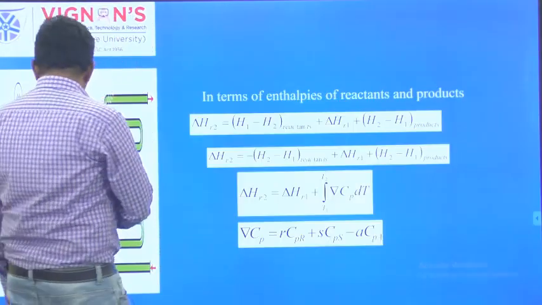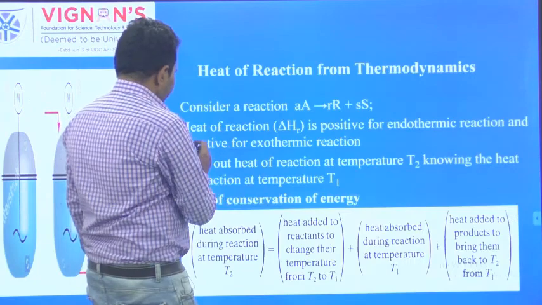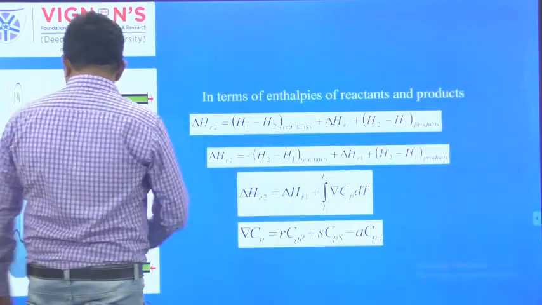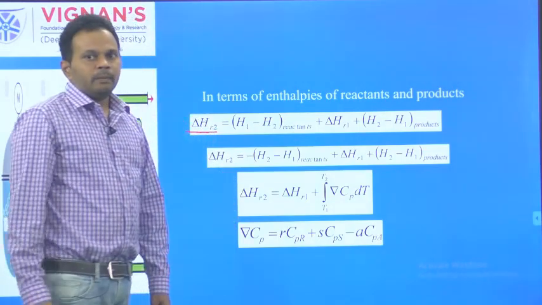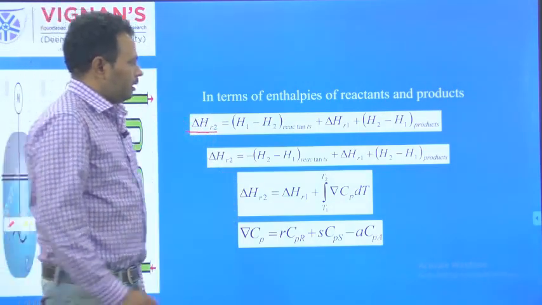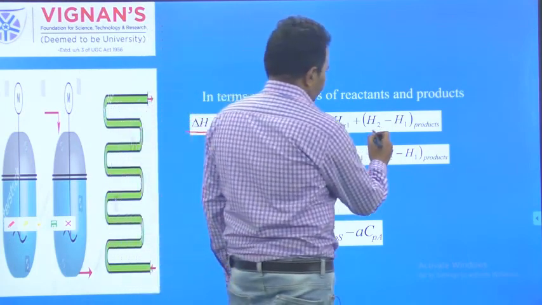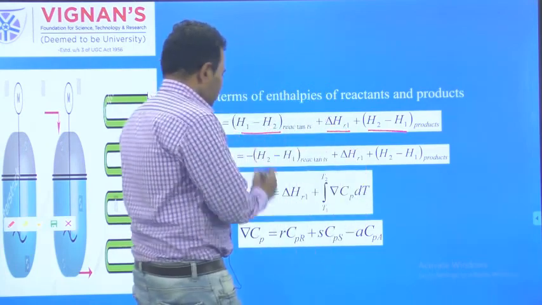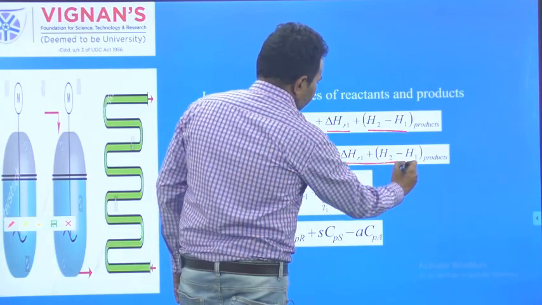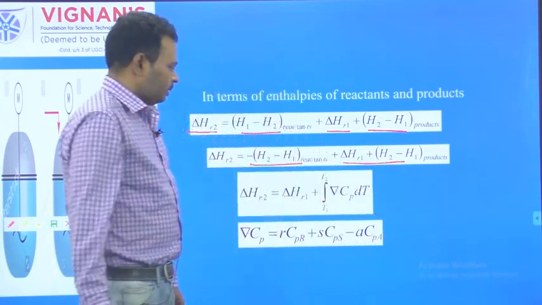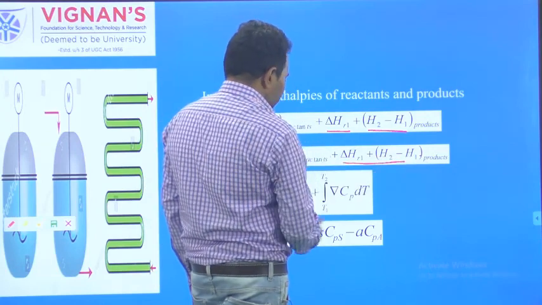Next one. So in terms of enthalpy, the previous one, this is the del HR2, the heat absorbed during the reaction at temperature T2, and here H1 minus H2 for reactants, and here H2 minus H1 for products, and this is the del HR1. Now take the minus common, H2 minus H1 of the reactants, and write the rest as it is. So finally you can obtain del HR2 equal to the change in enthalpy of the products minus the change in enthalpy of the reactants.